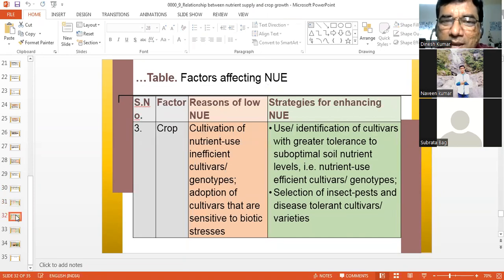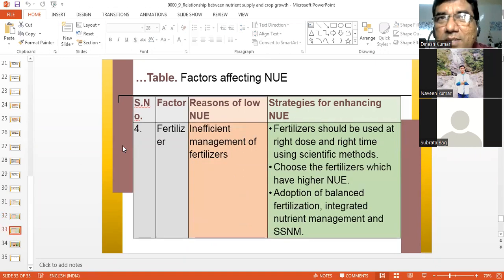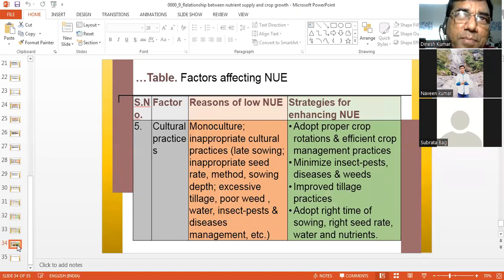How the crop can affect the nutrient use efficiency. Why will a certain crop or cultivar have low nutrient use efficiency? Cultivation of nutrient use inefficient cultivars is the reason. And you can find the solution and see the characteristics also. Similarly, fertilizer. I told you, numerator and denominator. So your denominator now is fertilizer or nutrient application rate. With inefficient management, you don't know the right time, method, and source, and all these will come if you want to improve nutrient use. So these are fertilizer-related constraints. And finally, cultural practices. All your agronomic practices, like crop rotations, will affect the nutrient use efficiency.